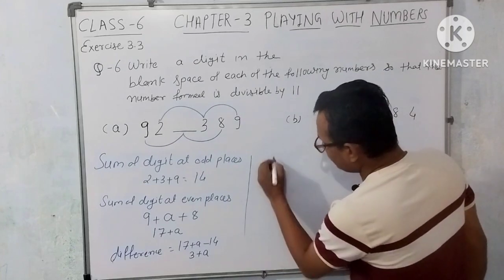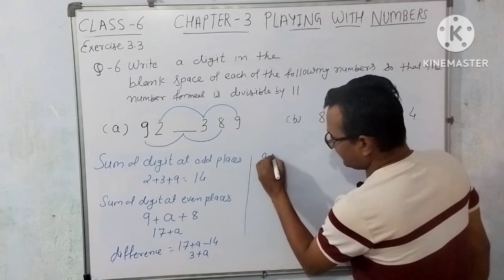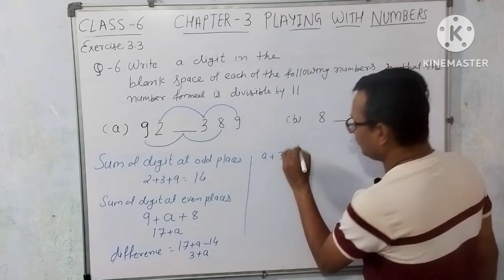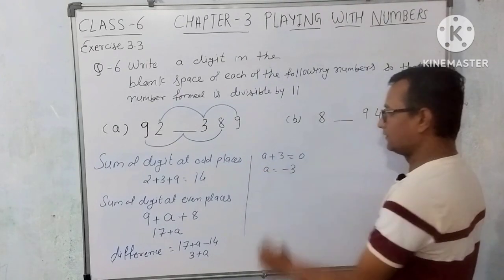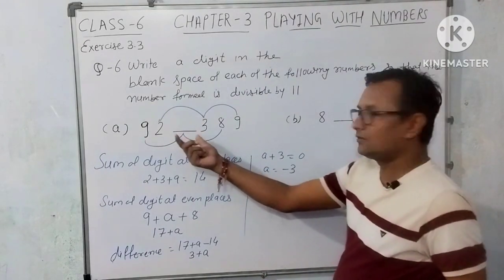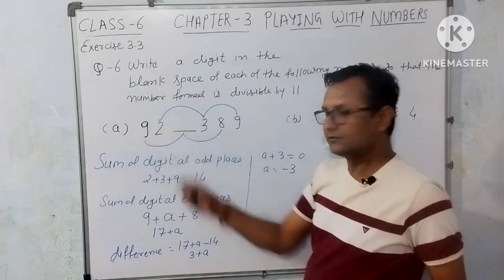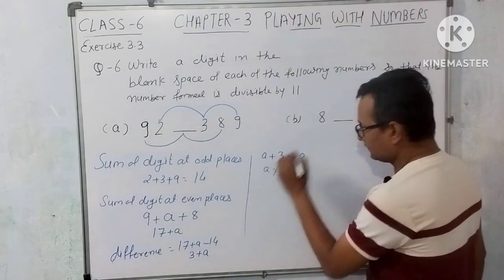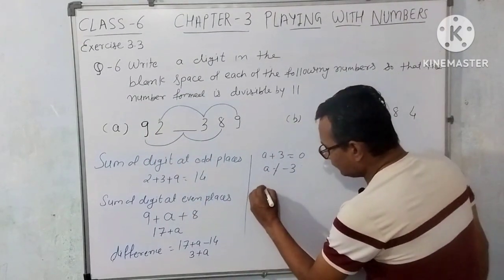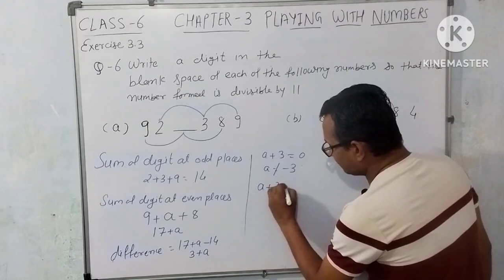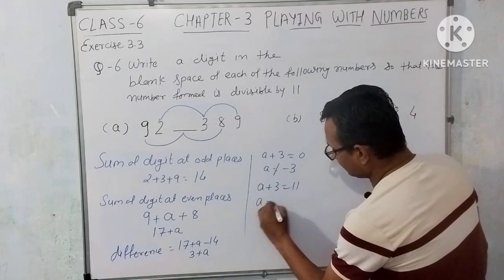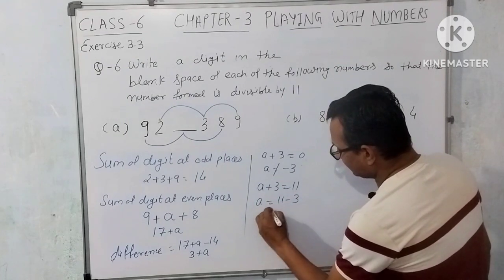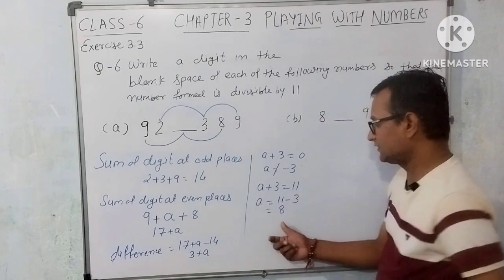So let's do a plus 3 equal to 0. So a equals minus 3. We cannot put a negative number here, so this is not possible. Now we put a plus 3 equal to 11. So a equals 11 minus 3, so a equals 8, which is a positive number.